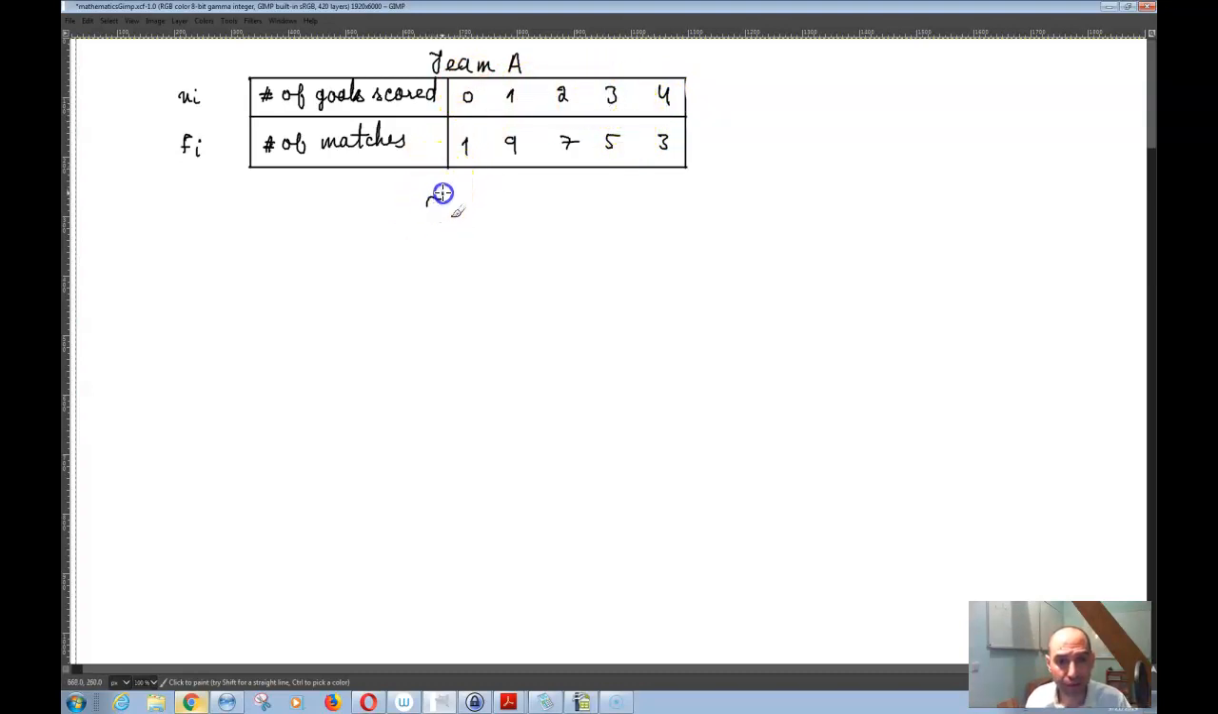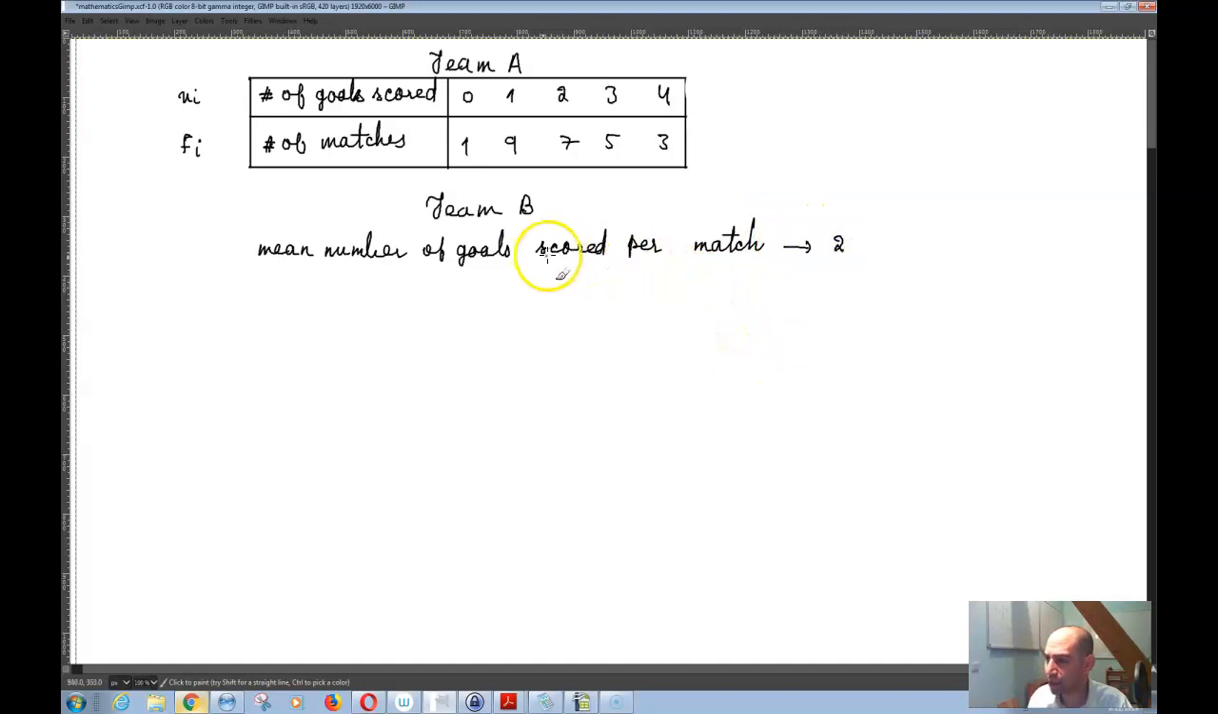Now there was another team, Team B. Now about this Team B, the mean number of goals scored per match was 2, with a standard deviation of 1.25 goals.